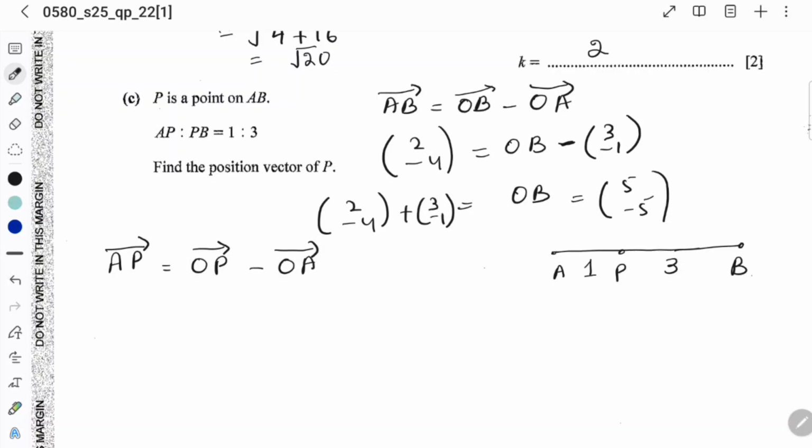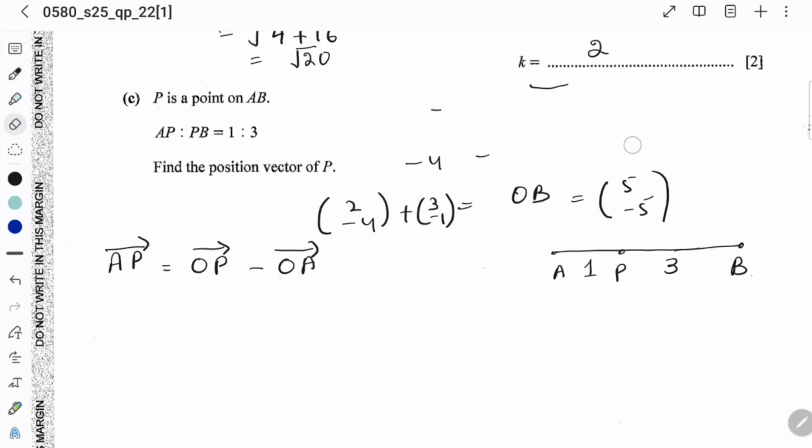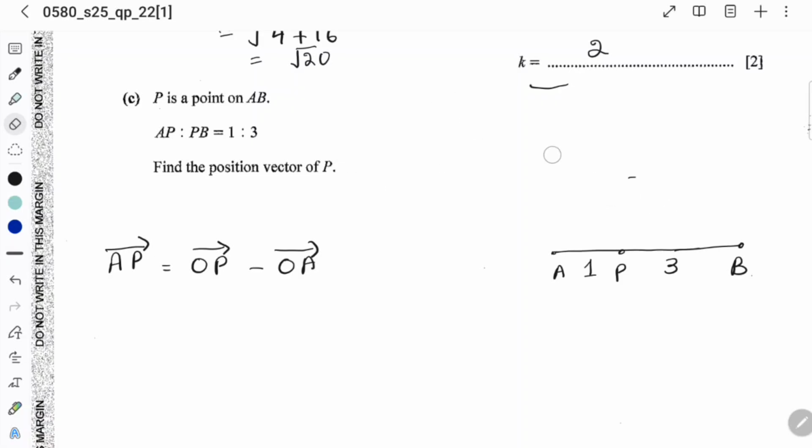So if we know the value of AP, it's easier for us. It means OB is not required in this question, I think. Yes, no need. So we can easily find it without finding the coordinate of B. All right, so AP is equal to 1 upon 4 of AB.